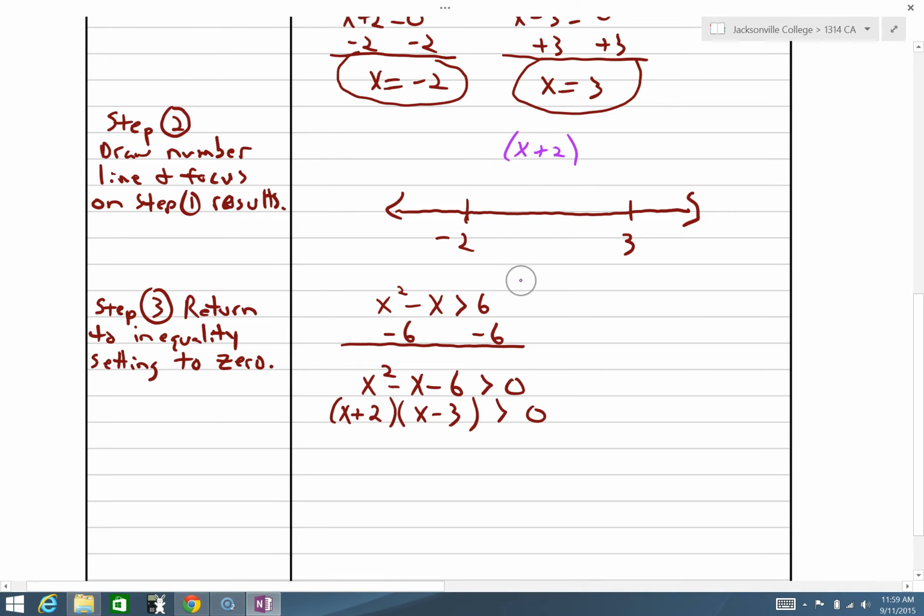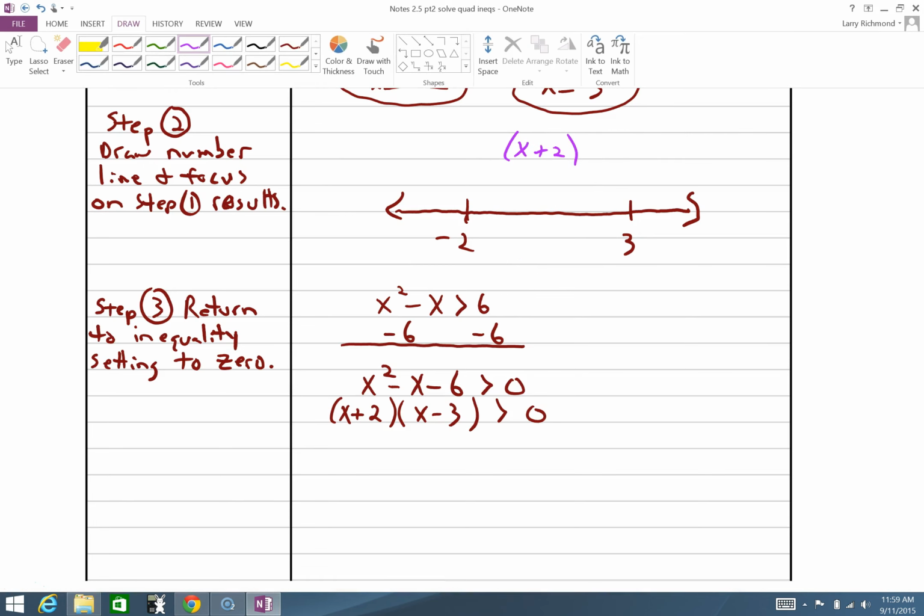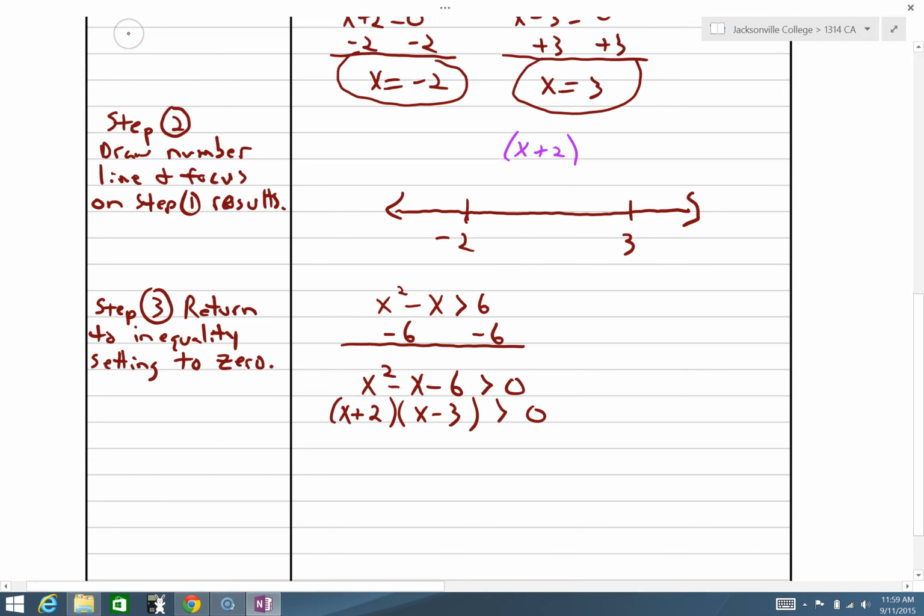Okay. On the bottom of my number line, and it doesn't matter which one you put on the top or the bottom, and you can do this with more than 2 factors as well, but we're just looking at 2 for right now, I'm going to look at how x minus 3 behaves. Alright, so now I'm on the bottom.